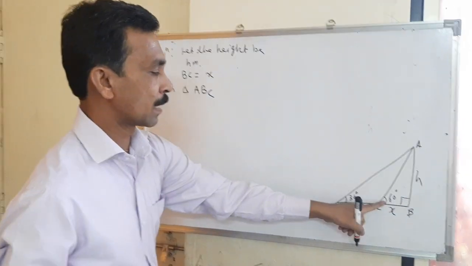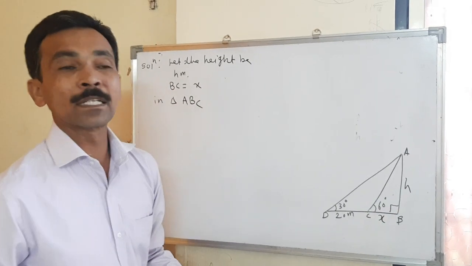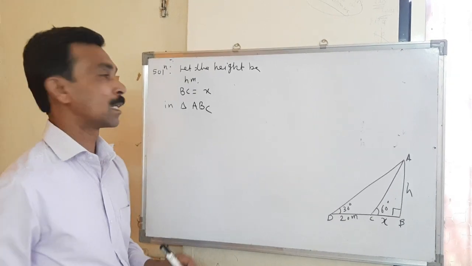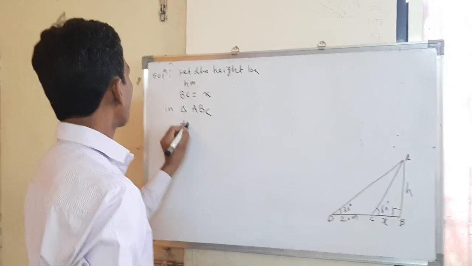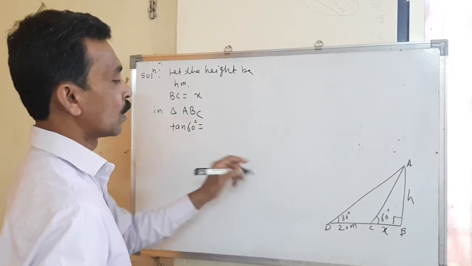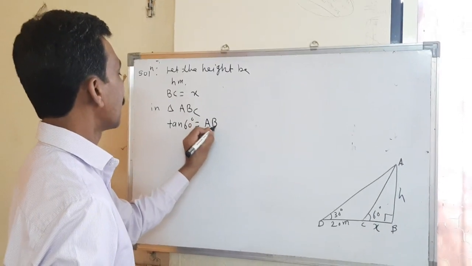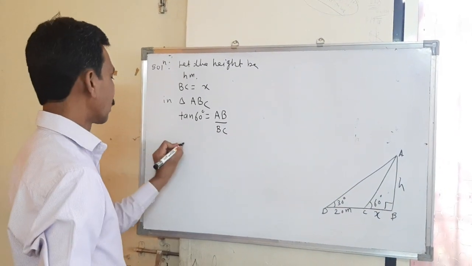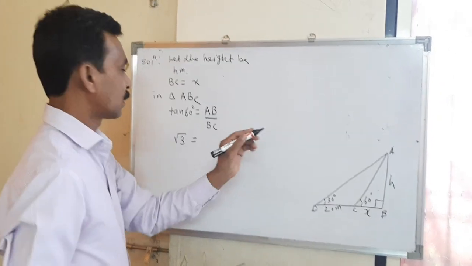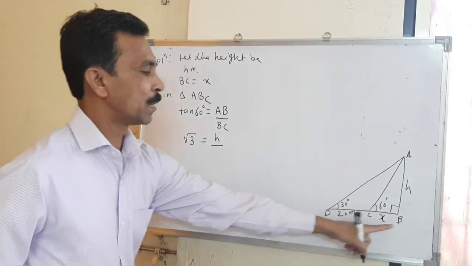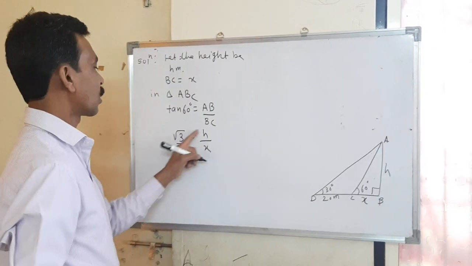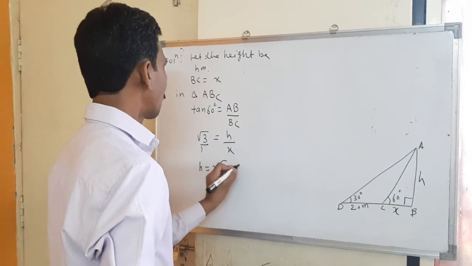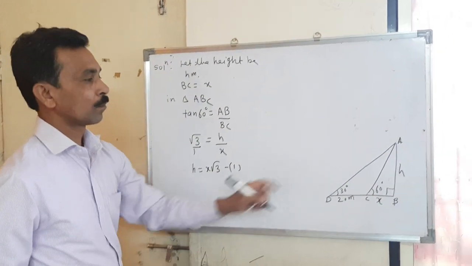In triangle ABC, this is the reference angle. AB is opposite, BC is adjacent. Opposite upon adjacent means what? Tan. In triangle ABC, tan 60 is equal to opposite, opposite is AB, upon adjacent is BC. What is tan 60? Root 3 is equal to AB is H, BC is X. Do cross multiplication. H is equal to X root 3. Equation number 1.